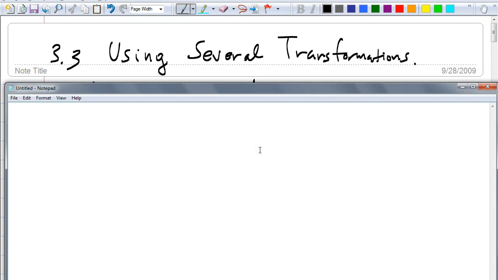Today we're going to be using several transformations to, guess what? Anybody know what we're going to do? Find what the variable is equal to, which means solve for the variable. Exactly right. Because so far, if you look at 3.1 and 3.2, we just did it in one step.